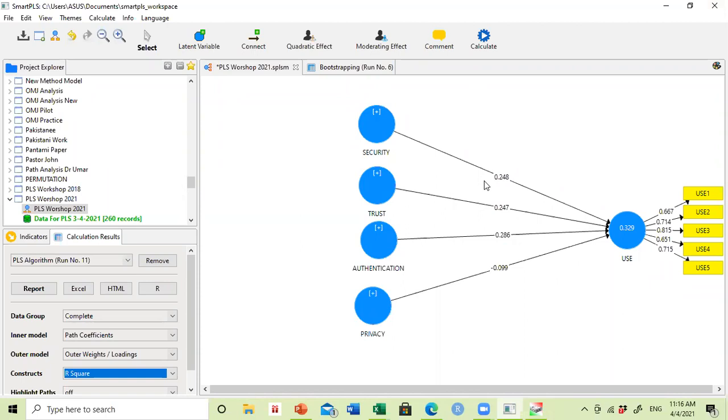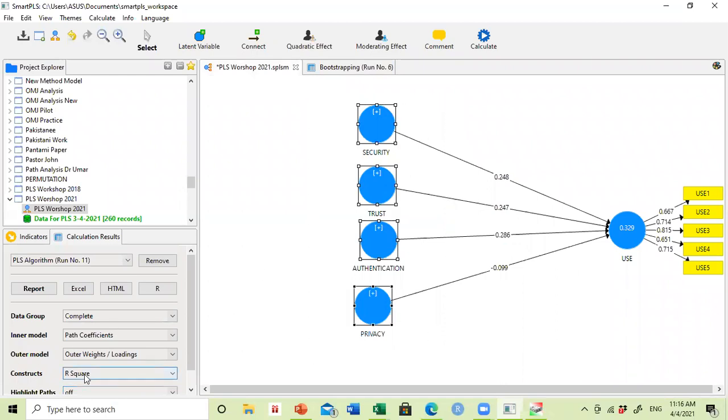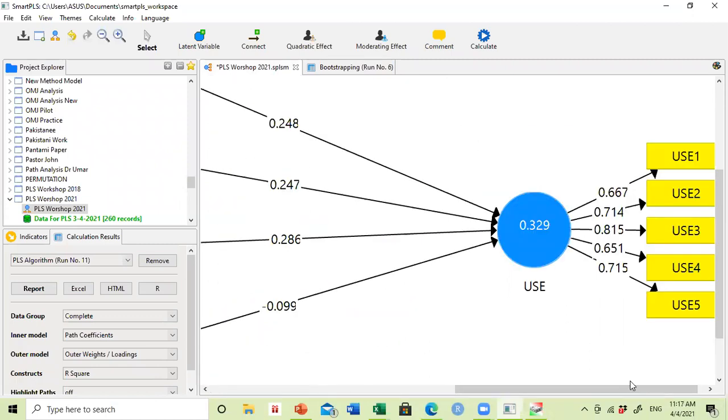That is correct. What it means is that we want to know the total contribution of all this. We now get the R square. This R square is 0.329. That means it's almost 0.33, right? Because if you approximate, it will be 0.33.